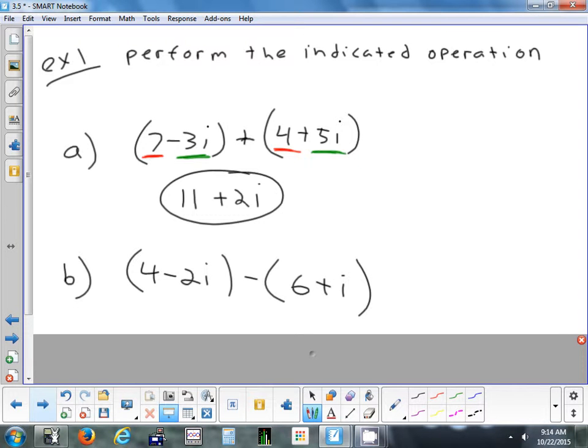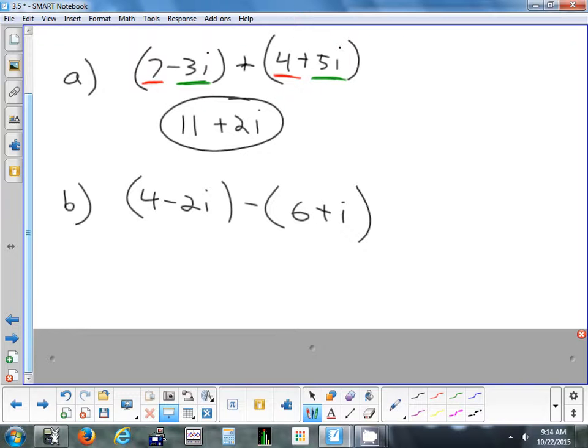Okay, let's just go right to a subtraction. Be careful here with subtraction. You're not just subtracting the 6, you're also subtracting the i. It's in parentheses, so both of these get subtracted. So think of it as 4 minus 6 and negative 2 minus 1. Right, negative 2 is the imaginary part, minus 1.